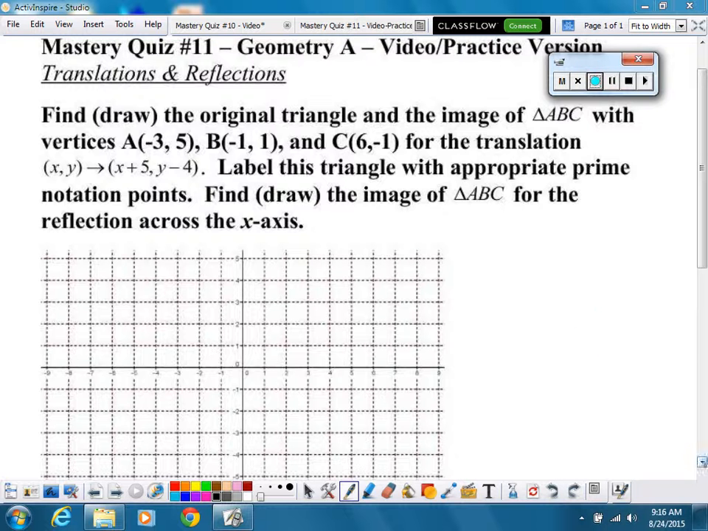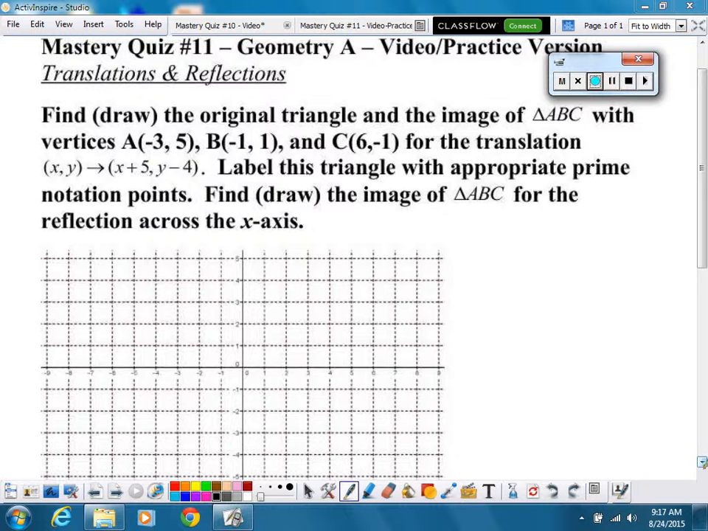And secondly, we're going to find the image of triangle ABC for the reflection over the x-axis. So there's going to be almost three parts to this question. First, you have to identify the triangle, plot the points, start with your original triangle, and then we're going to perform a translation and then a reflection.